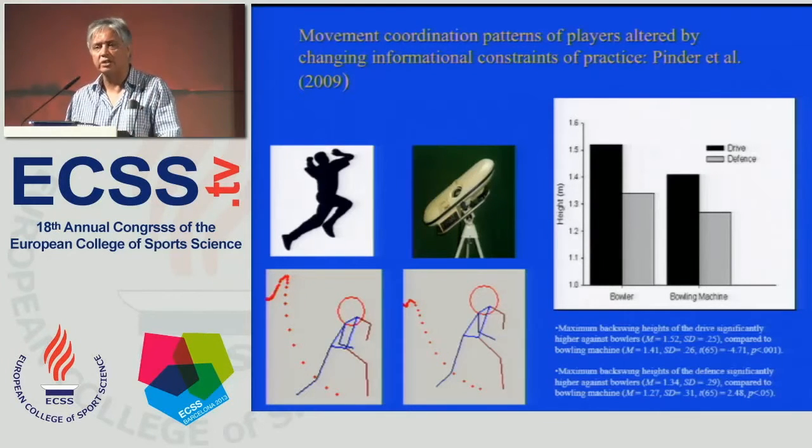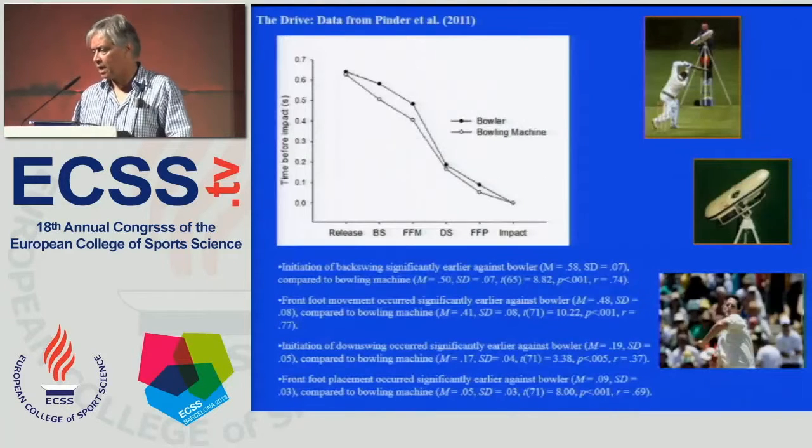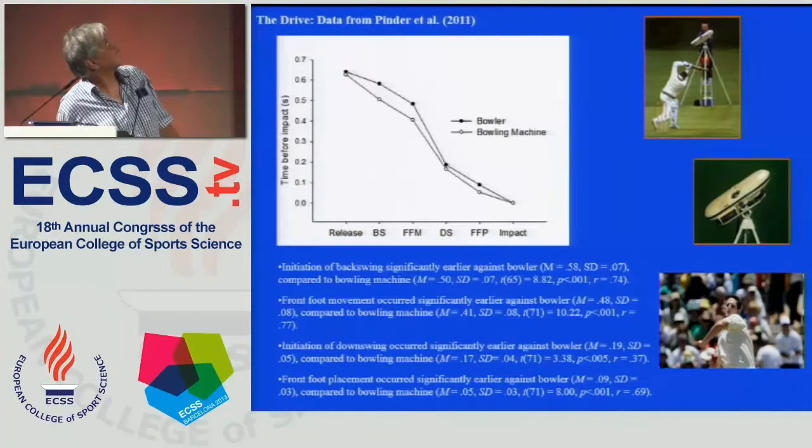On the left-hand side, you can see a graphic looking at the back height. That's the bat height that an individual lifts the bat to when batting against the bowler. Against the bowling machine, you can see that there's a lower bat height involved. So it's the first inkling that a different movement organisation is used when practicing against a projection machine versus practicing against a real bowler.